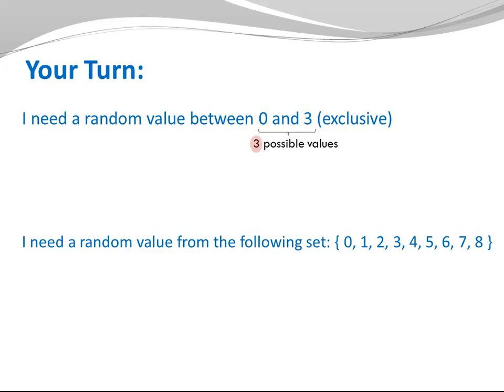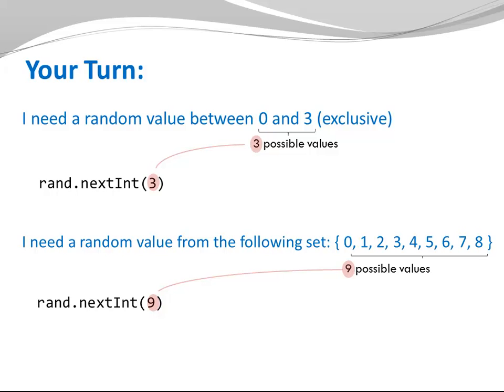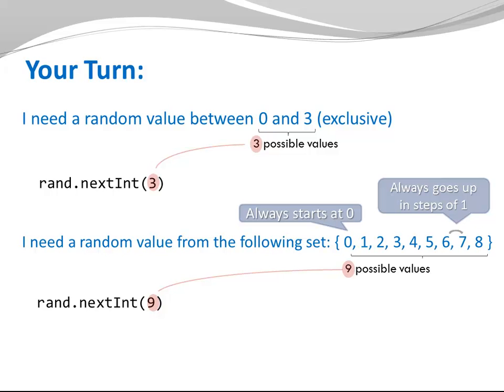So here I have 3 possible values, 0, 1, and 2, and I need to call nextInt with the argument 3. In my second situation I have 9 possible values. I need to call nextInt with the argument 9. Notice our range has always started at 0, and we were always going up in steps of 1.